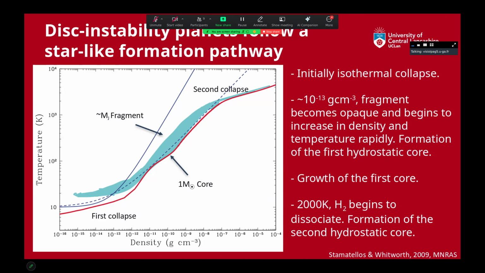It will also collapse until we have a pressure-supported core, which we refer to as the first hydrostatic core. This first core will then continue to accrete material and grow both in temperature and mass until it reaches a central temperature of around 2000 Kelvin, at which point H2 begins to dissociate. At this point, the protoplanet or fragment is no longer stable. We have a second collapse and form a slightly smaller second hydrostatic core.